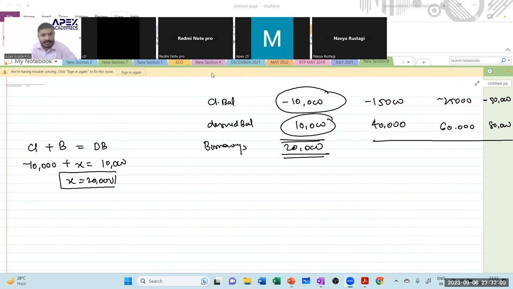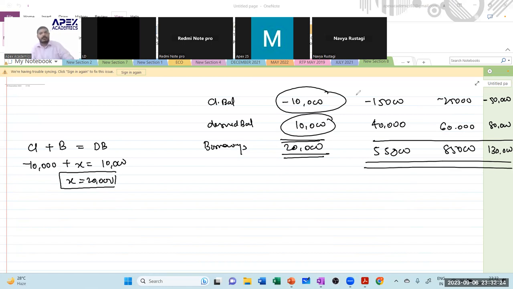Second one, they are saying is 55,000. That is the correct answer. 55 minus 15 is 40. The third one, they are saying has to be 85,000. Correct answer. And the last one has to be 1,30,000. All the answers are correct. Very good, Moni. Doubts cleared?